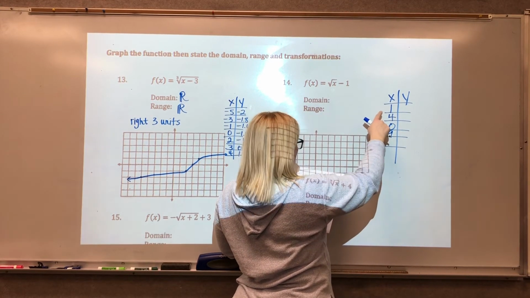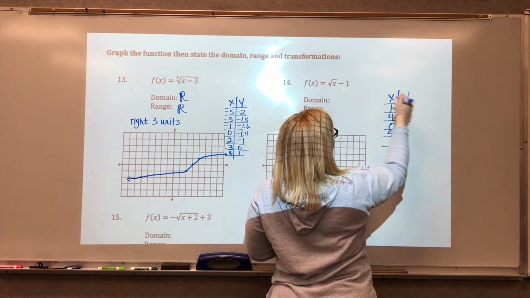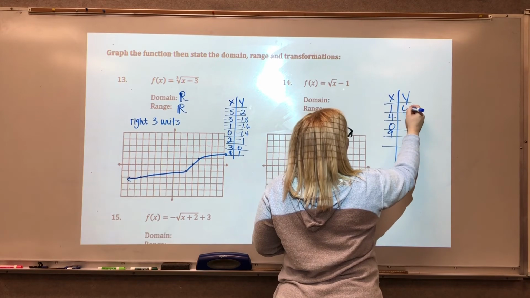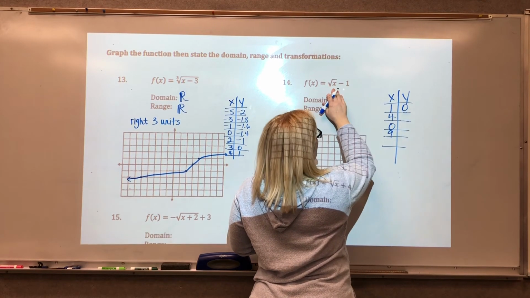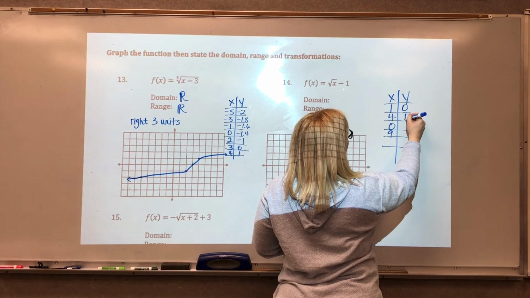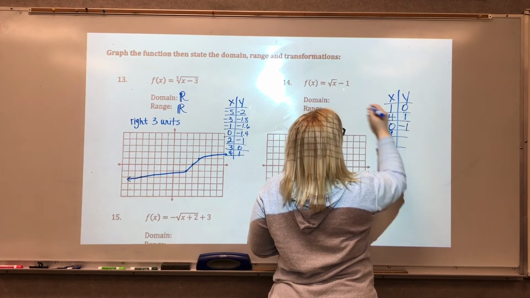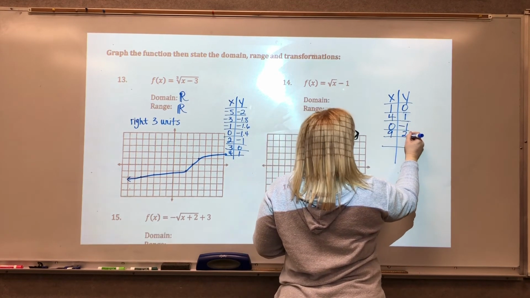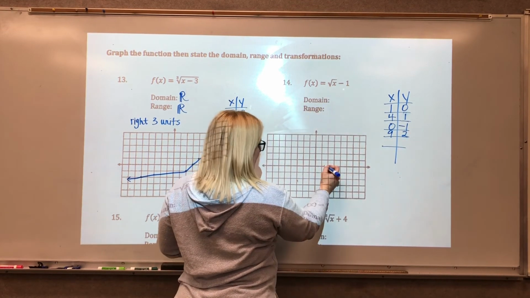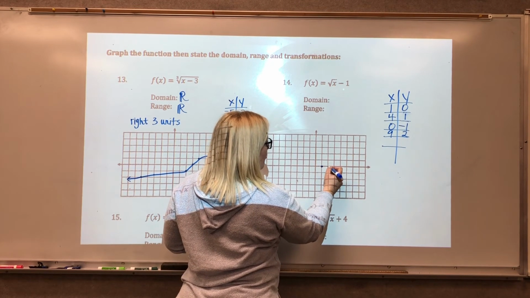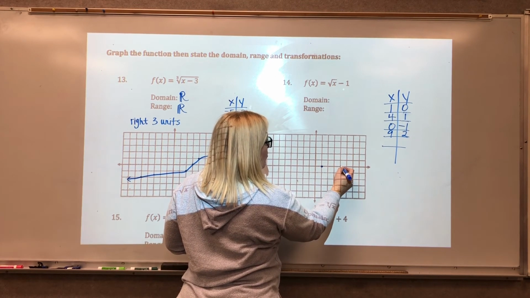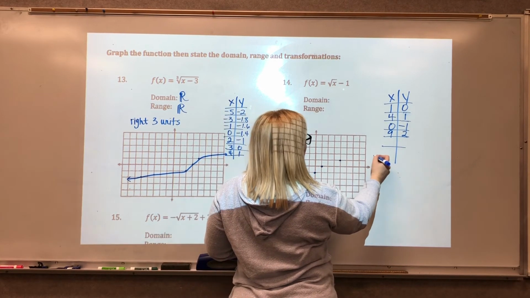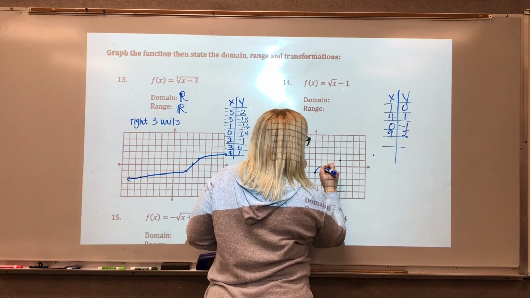So if I take the square root of 1, that's 1, minus 1 is 0. Take the square root of 4, that's 2. 2 minus 1 is 1. If I take 0, this is negative 1. And 3, right, the square root of 9 is 3, minus 1 is 2. So when I graph these, I have 1, 0; 4, 1; 0, negative 1. 9 is kind of out here. So this is going to shoot up like this.